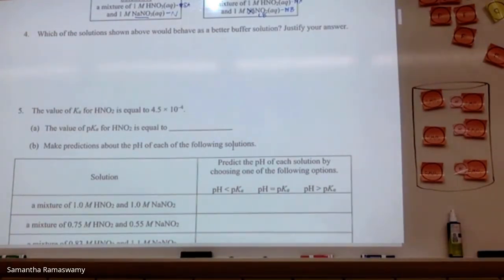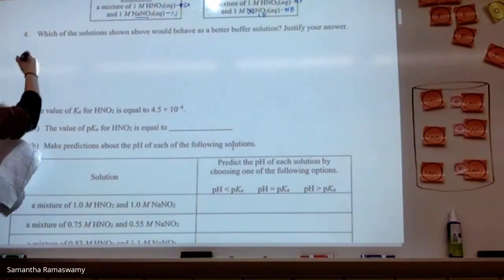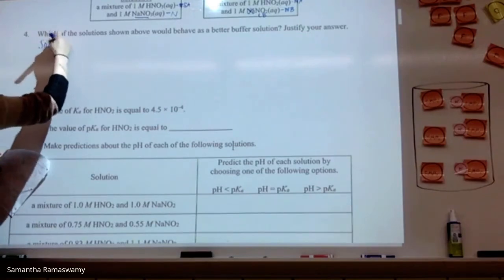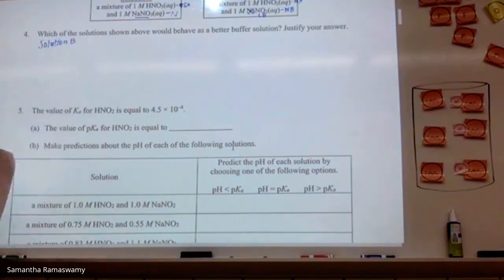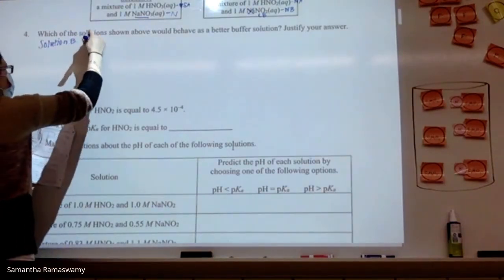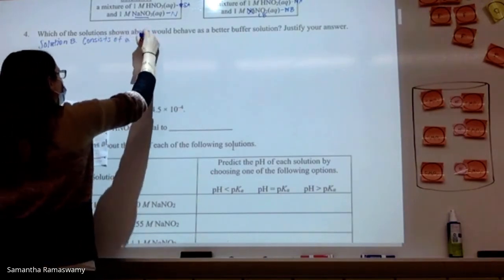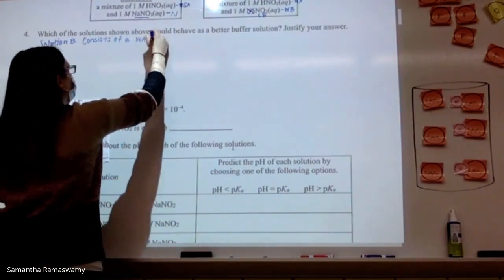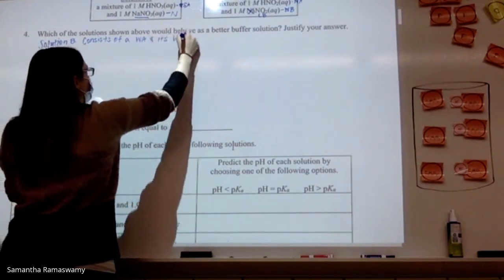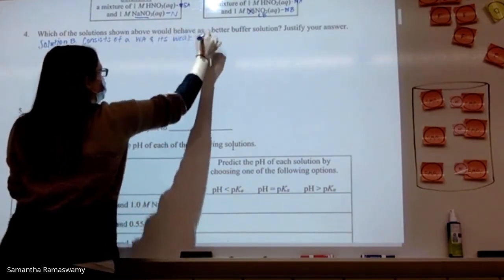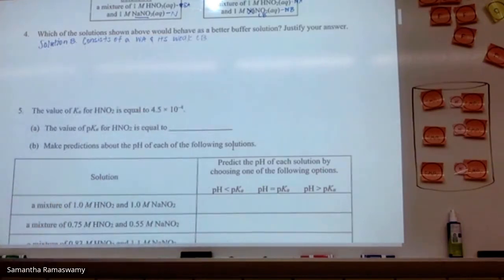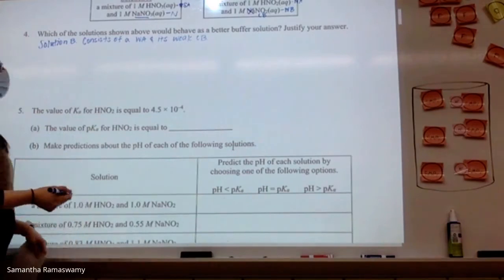So when we're thinking about which behaves as a better buffer, we should say solution B. Solution B behaves as a better buffer, right? Because it consists of a weak acid and its weak conjugate base. So there is an acidic component and a basic component, right? So it's able to neutralize small amounts of strong acid or strong base.